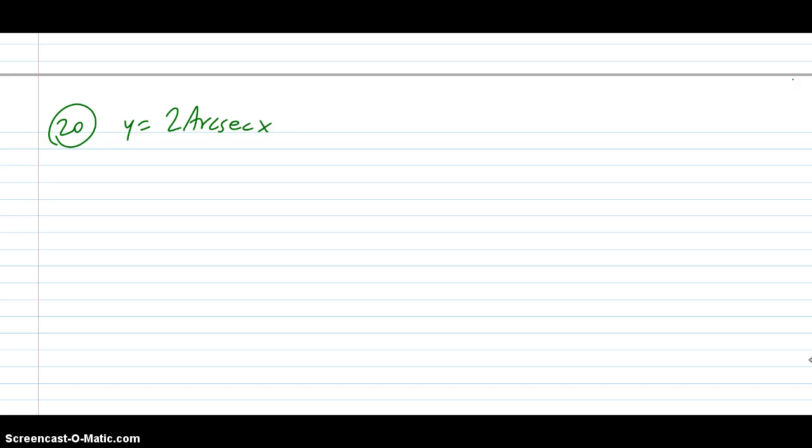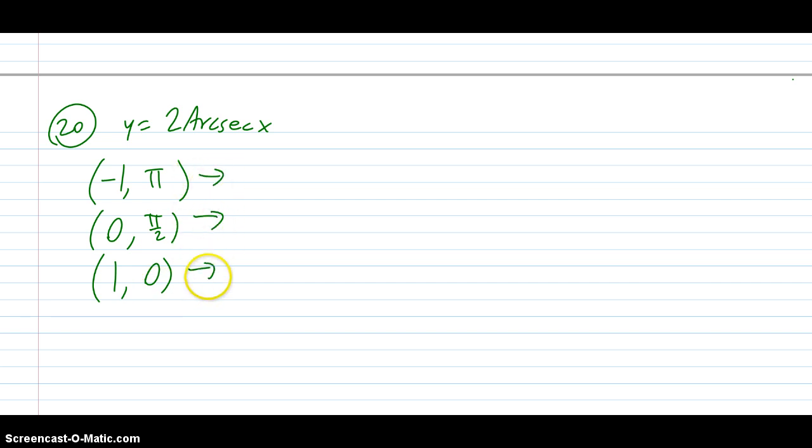Y equals 2 arcsecant x. Not a whole lot going on here. Arcsecant goes along with arc cosine, right? So we have several points. Once again, -1 pi, 0 pi over 2, and 1, 0. Okay?